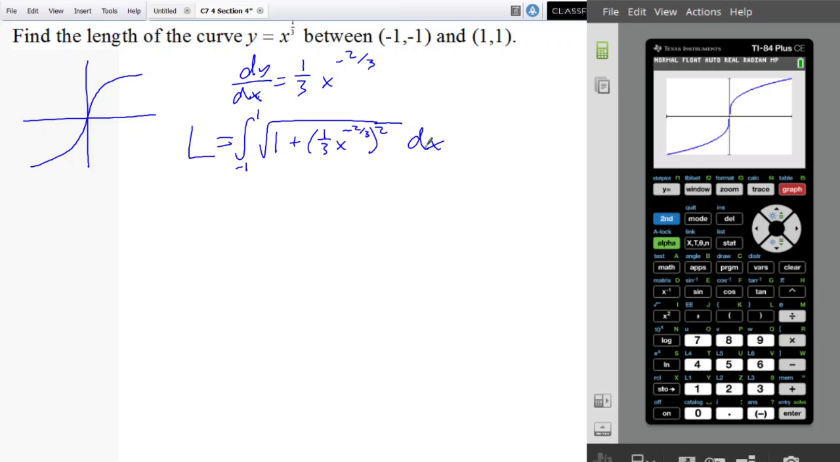So here I go to my... all right, here we go. Alpha window 4, we've got the integral from -1 to 1 of the square root of 1 plus (1/3 x to the -2/3 power) squared dx. And I'm going to scour through this to make sure that I actually plugged it in correctly.